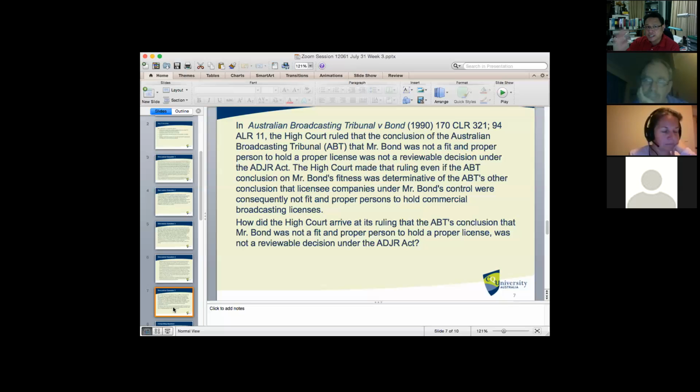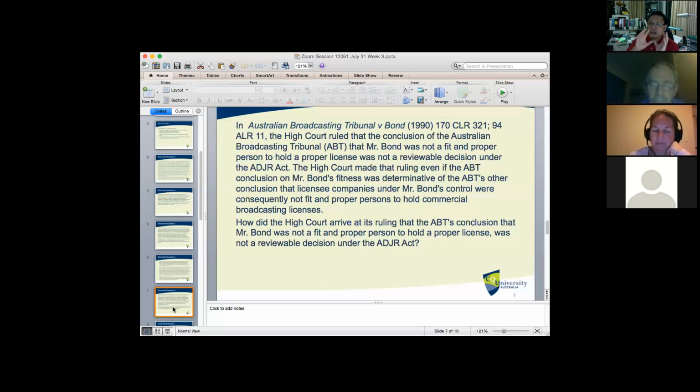But in the decision of Australian Broadcasting Tribunal versus Bond, the court clarified that even if it is an intermediate decision, it can actually be sufficient to vest the possibility of judicial review. So even an intermediate decision can be.